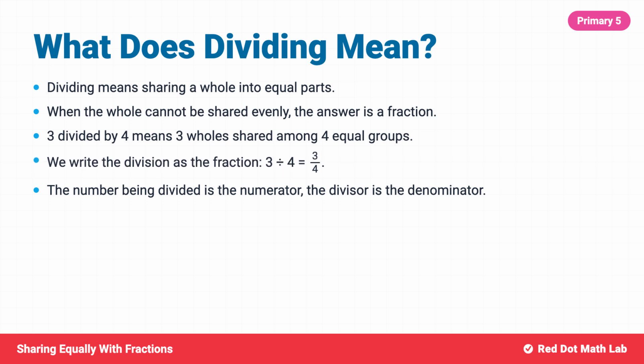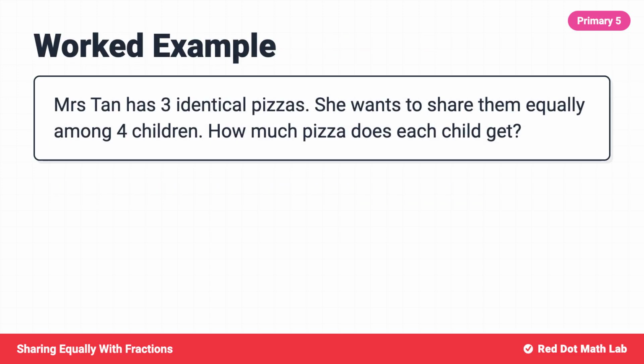For example, 3 divided by 4 means 3 wholes shared among 4 equal groups. Here is the lovely trick. We can write the division straight away as a fraction. 3 divided by 4 equals 3/4. Do you see? The number being divided becomes the numerator on top, and the divisor becomes the denominator on the bottom. Easy! Let's try a question.